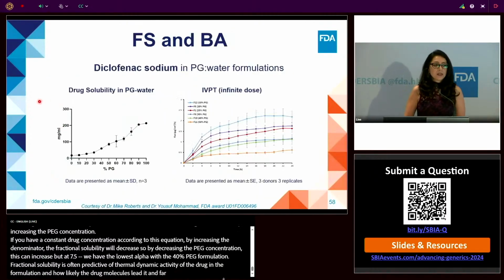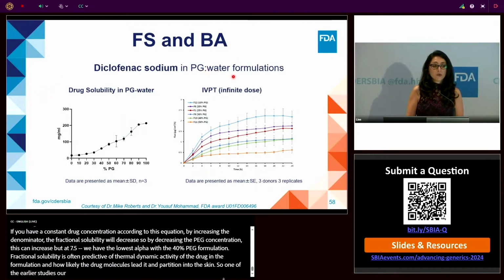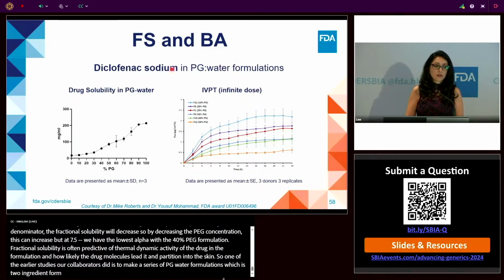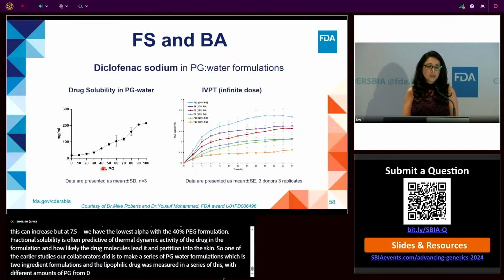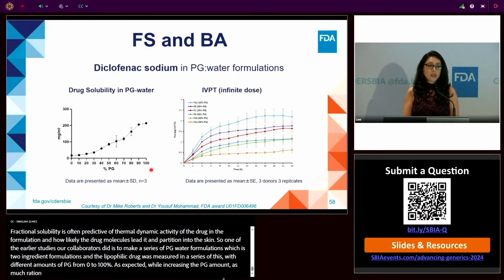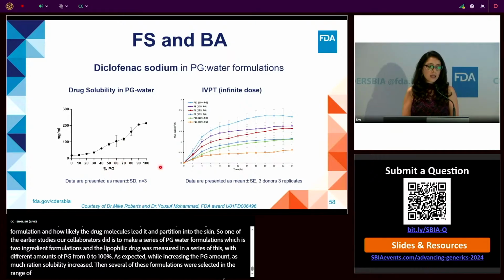So one of the earlier studies that our collaborators did was to make a series of propylene glycol water formulations. These were two-ingredient formulations, and the saturation solubility of diclofenac sodium, a lipophilic drug, was measured in a series of these formulations with varying amounts of PG from 0% to 100%, and as expected, by increasing PG amount, saturation solubility increased. Then several of these formulations were selected in the range of 10% PG to 50% PG, and they conducted an infinite dose IVPT study.